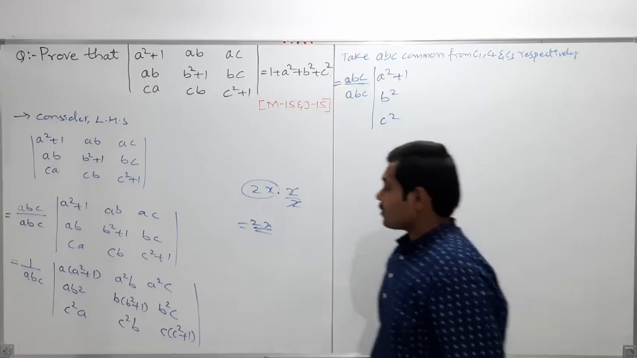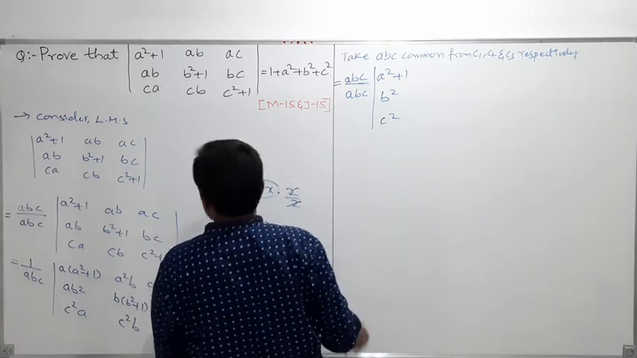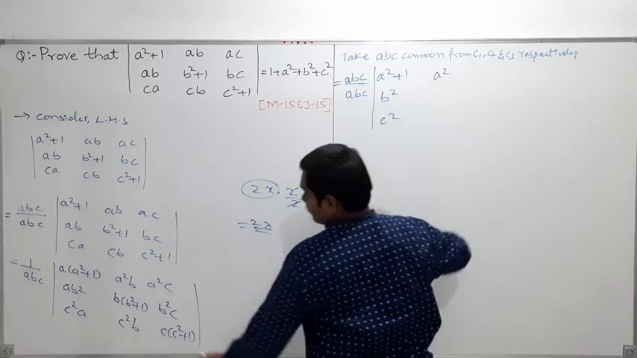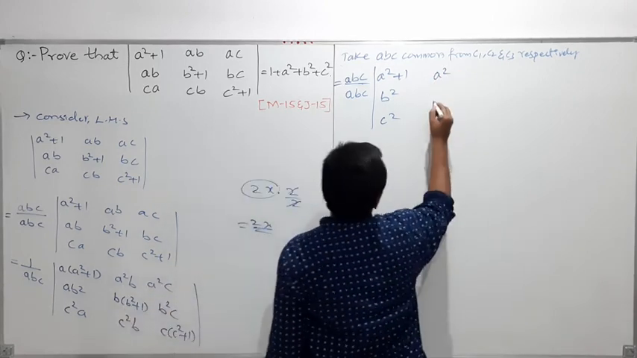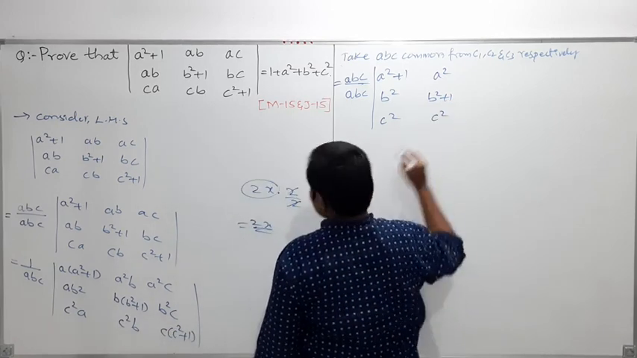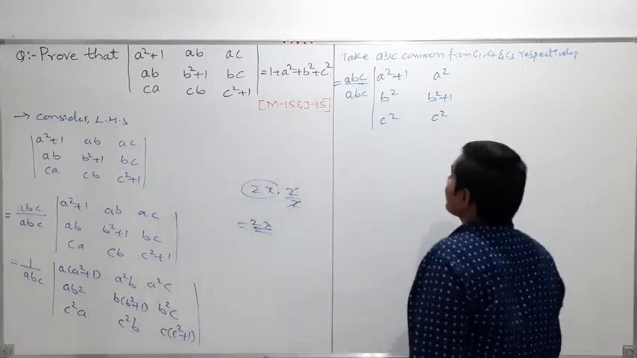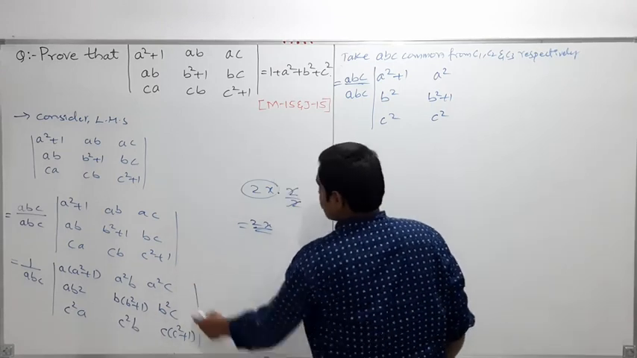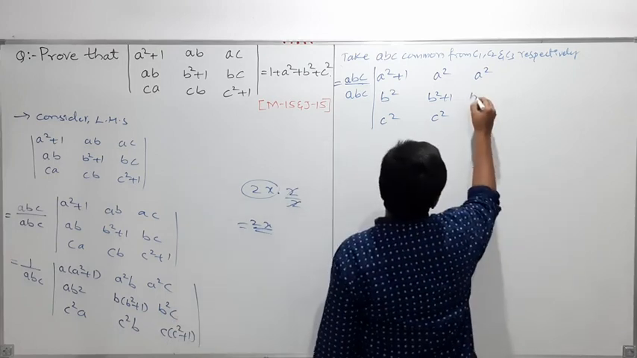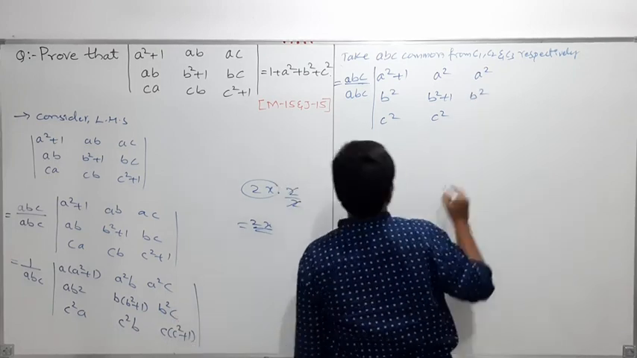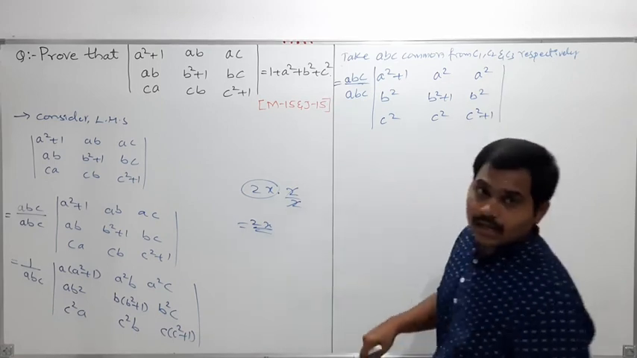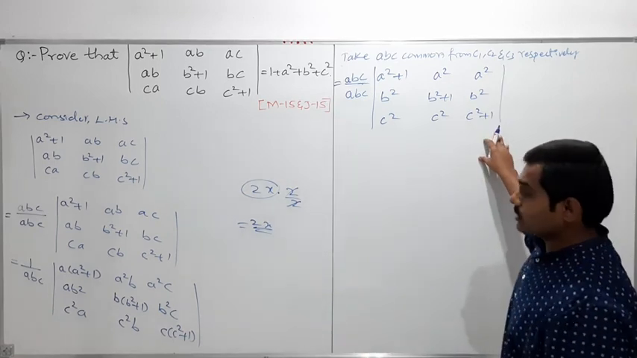And now from column 2 I will take B. So what is remaining there? A square, and B is common so B square plus 1, and here C square is remaining. And next from column 3 I am taking C common. So what is remaining here? A square, then B square, and C square plus 1. So my dear friends, now you may have understood. So clear?